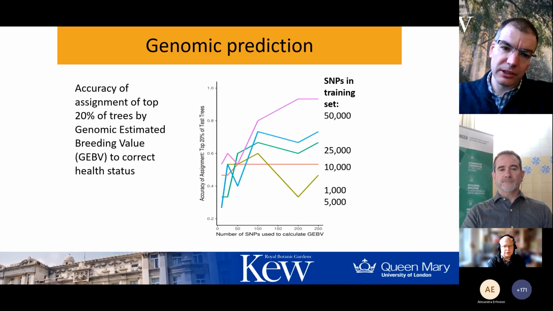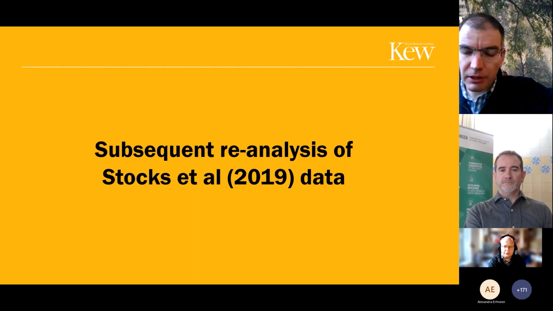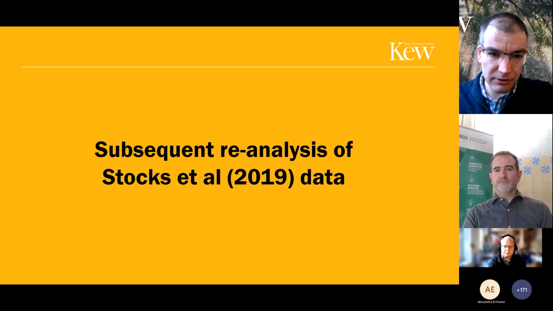And if we just wanted to take the top 20% of our breeding values in our population of trees, then the likelihood of them having the correct health status was much higher. So if we did a breeding program just taking the very top breeding values, we would have more confidence than if we took the top 50%. Subsequently, we've reanalyzed some of this data, and this is unpublished analyses.